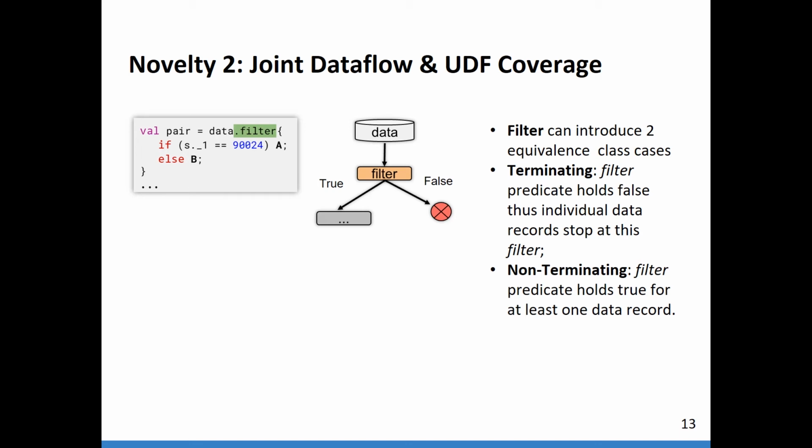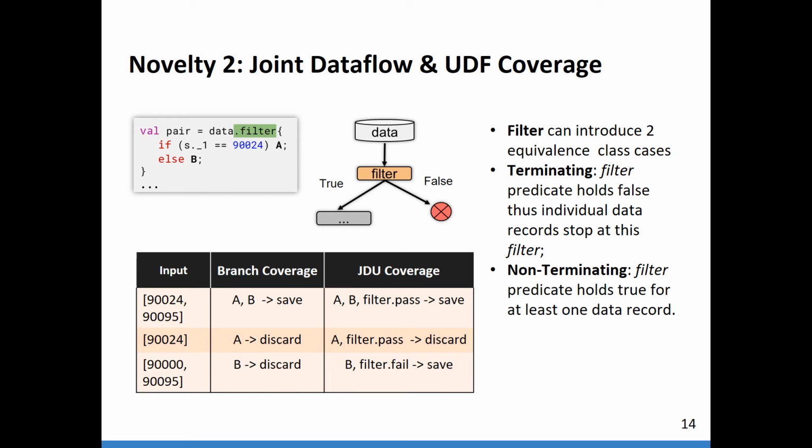For example, when testing operator filter, it is important to test two equivalence class cases. One terminating case when the filter predicate holds false, thus the data records stop at this filter, and one non-terminating case when the filter predicate holds true for at least one data record. Many prior studies argue that numerous errors originate from the untested equivalence classes of data flow operators.